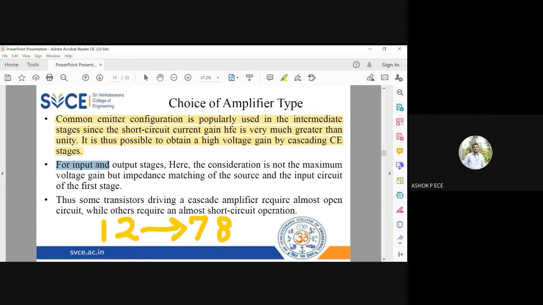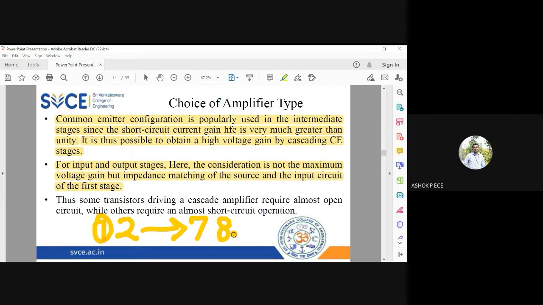For input and output stages, I told you the reason. The consideration is not voltage gain but impedance matching. On the input side, the input impedance should be very high. At the output side, the output impedance should be very low. So for that, I need not use two more common emitter amplifiers. I can see which amplifier is going to provide high input impedance and low output impedance, and I use those amplifiers for 1 and 8.